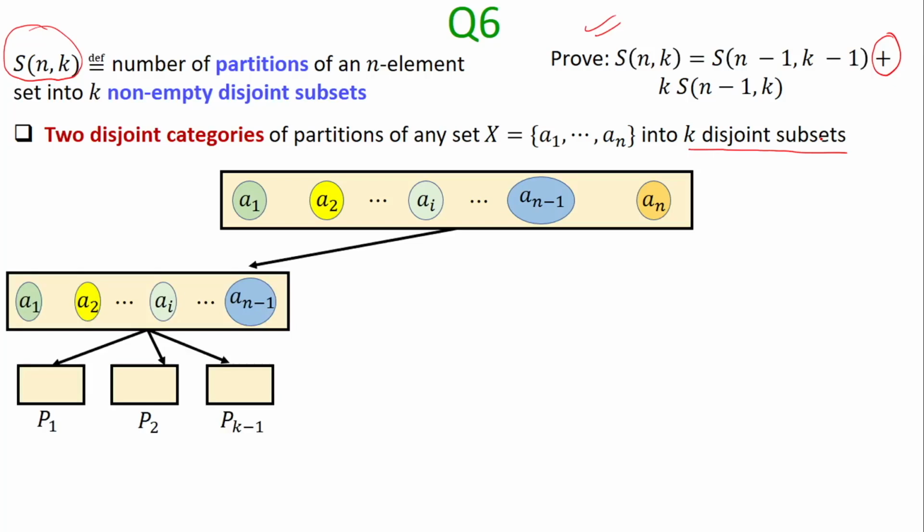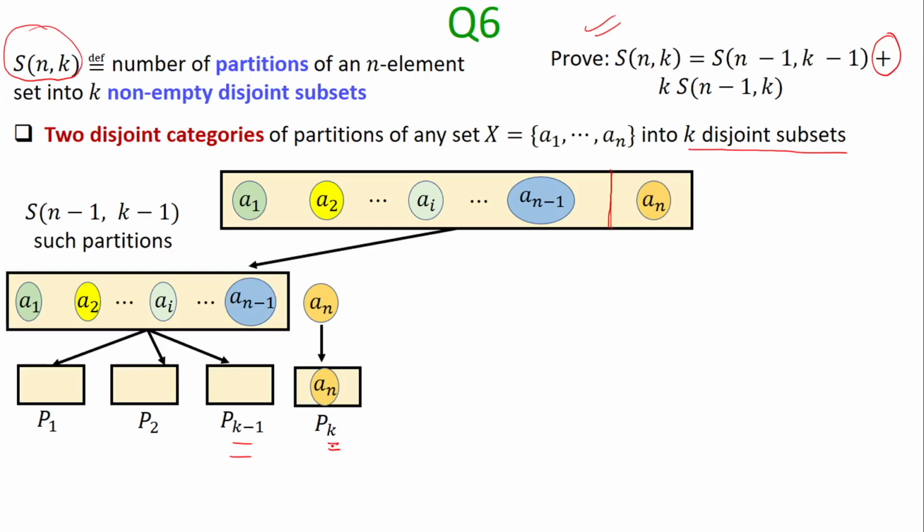Category 1, where I partition the first n minus 1 elements into k minus 1 subsets. That means I'm not considering A of n right now. I am imagining that I have only n minus 1 elements and I want to partition them into k minus 1 subsets and then create an extra subset which only has the element A of n. That will now result in a total of k disjoint subsets, whose union will cover the entire set X, right? So how many such partitions can I have? The number of such partitions is nothing but the number of partitions possible for partitioning the n minus 1 elements into k minus 1 disjoint subsets, and as per the definition of the S function, this is S of n minus 1 comma k minus 1.